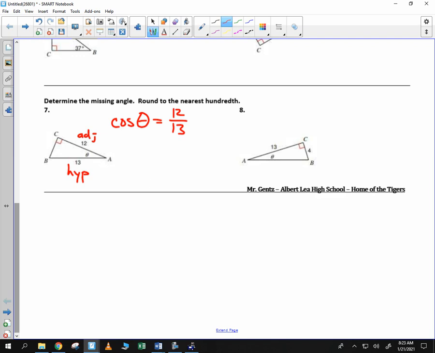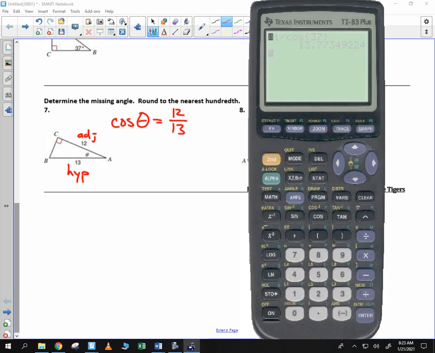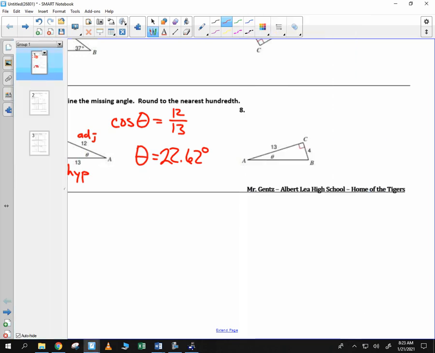The way that we find the angle is we undo cosine. The way you undo cosine is not by pressing cosine. You press second cosine, and you get cosine inverse. That doesn't mean 1 divided by cosine. That means undo cosine, so it gets rid of the cosine and leaves you with theta. You just type in the 12 over 13, and that will tell you the angle. So the angle is 22.62 degrees. So when you're solving for an angle, use the inverse operation.